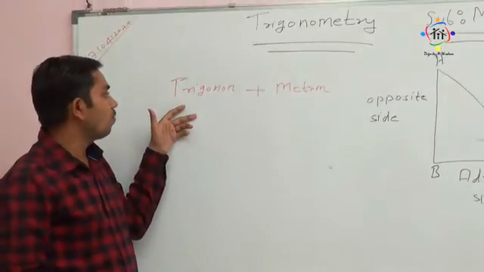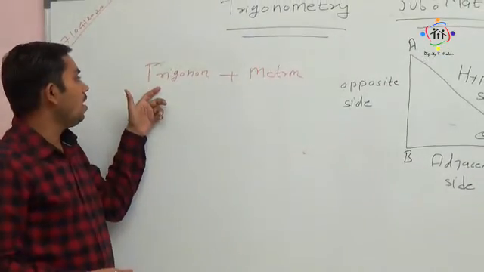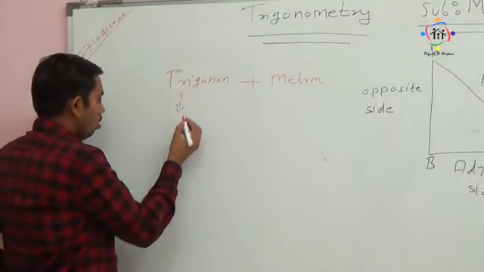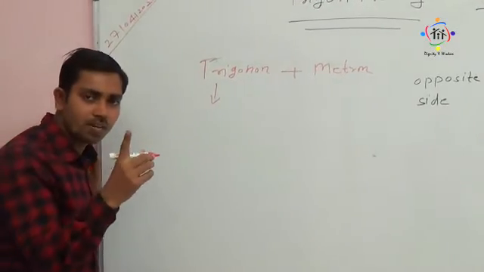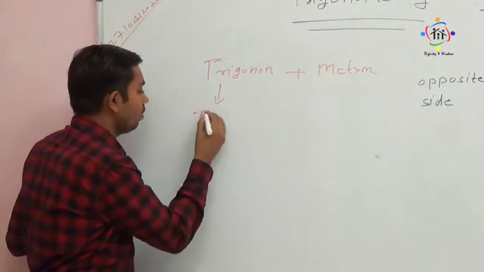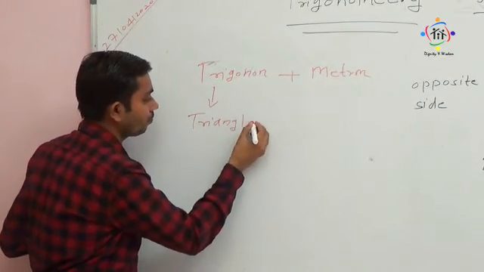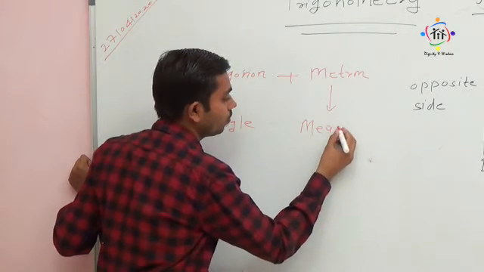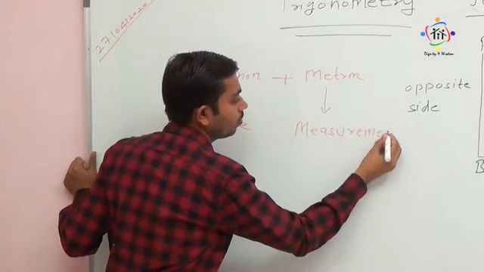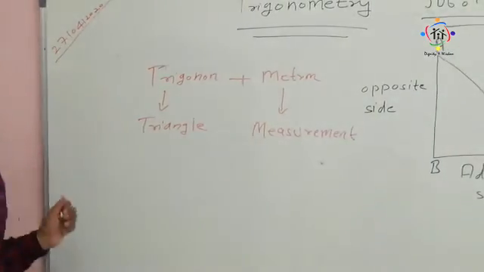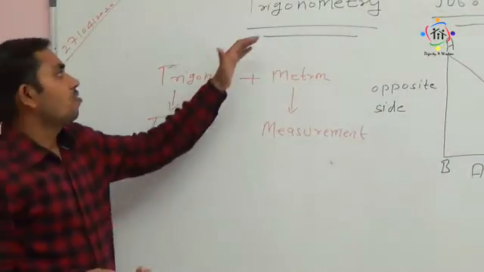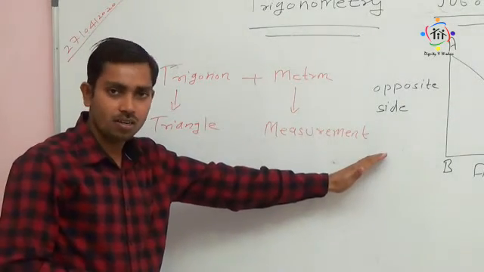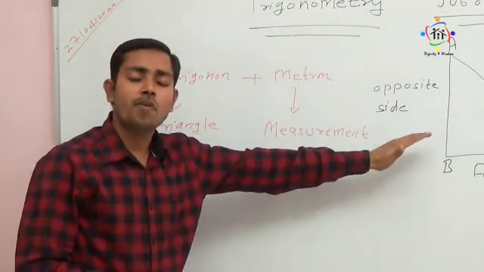It is a combination of two words, trigonal plus metron. Trigonal means triangle. Metron means measurement. Okay, my dear students, so what does it mean? That means trigonometry deals with the measurement of triangles and knowing the properties of the triangle.